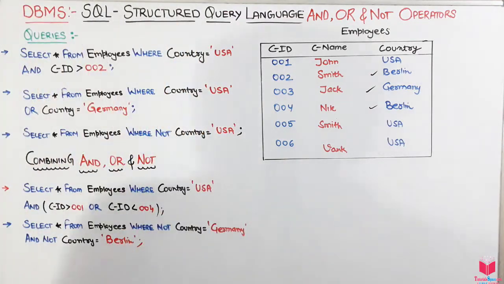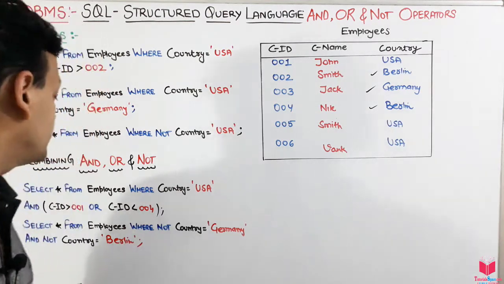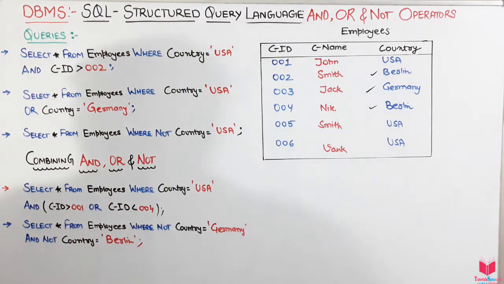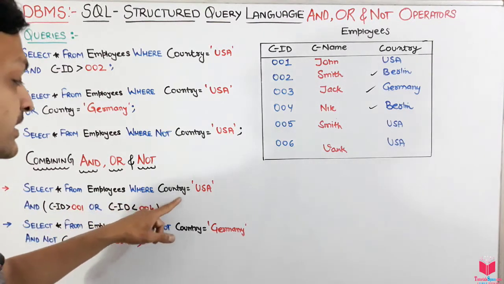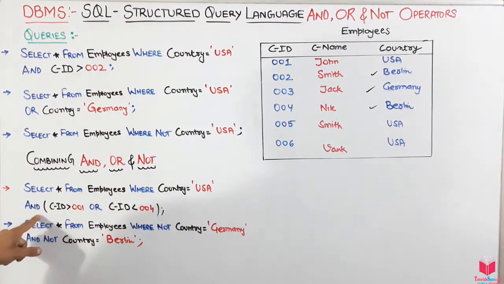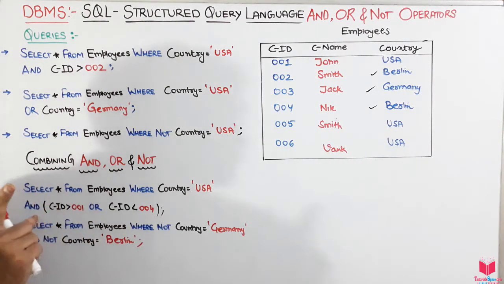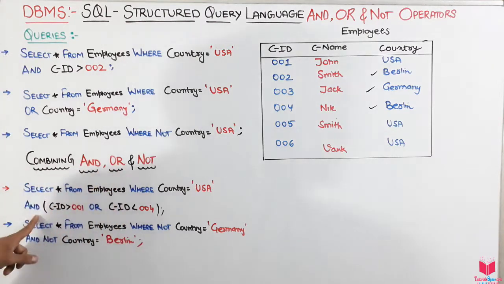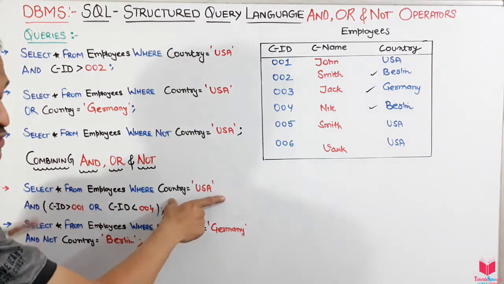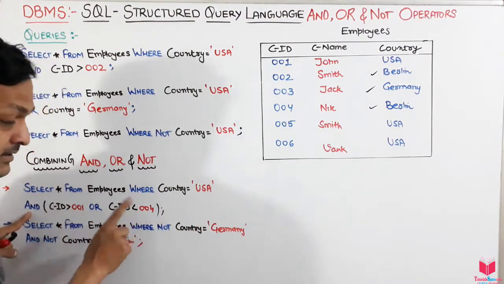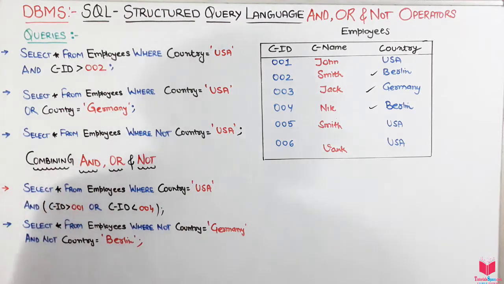After that, combining AND, OR and NOT operators. We can also combine the AND, OR and NOT operators in our queries. Let's see what that looks like. Select star from employees where country is equal to USA and then in brackets CID is greater than 001 or, remember there is OR, CID less than 004. So the country should be USA and this condition should also give something, then it is going to give the complete output, otherwise not.